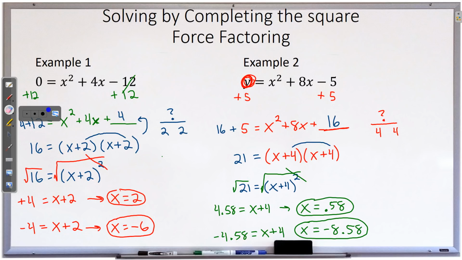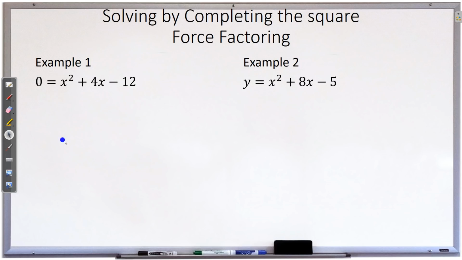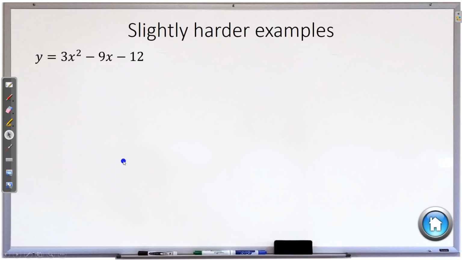All right, let's try one more that has one issue or problem that the others don't have. So slightly harder, but you'll see the process is the same. So this time we have an a value that's not 1. Completing the square does not work if this is not a 1. And so you have to force that to be a 1.